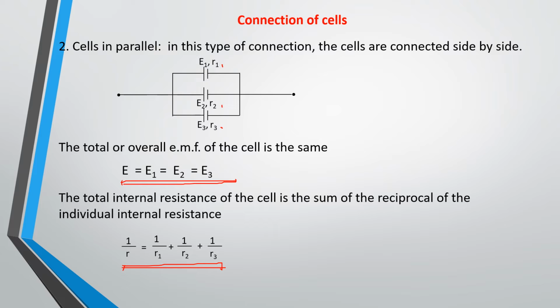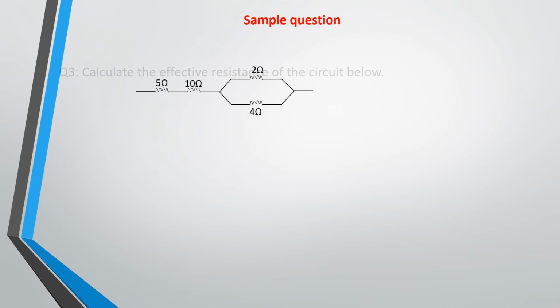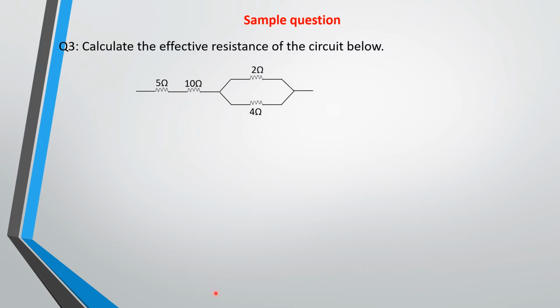So this is all about connection of cells and then connection of resistors. Okay, so what we'll be doing next is to solve some problems to drive home the points that we have discussed so far. Okay, so this is a typical connection of resistors. This one says calculate the effective resistance of the circuit below.